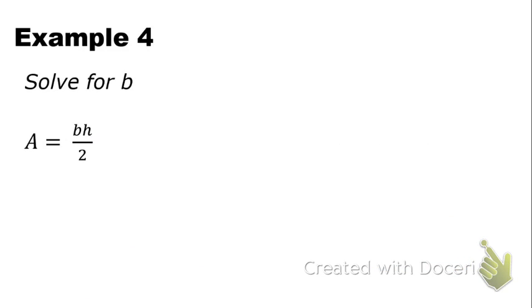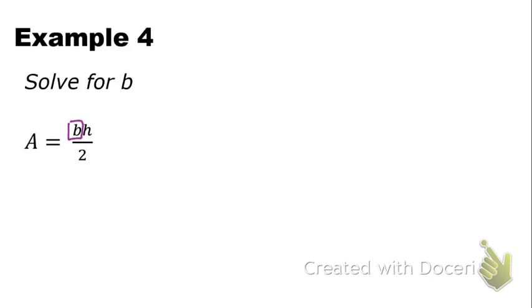Example 4 is definitely all kinds of letters. So we have A equals the base times the height divided by 2. If you recognize, this is the formula for the area of a triangle. It says solve for b. So here are some hints. I'm going to box in the b because that's what we want to be by itself.